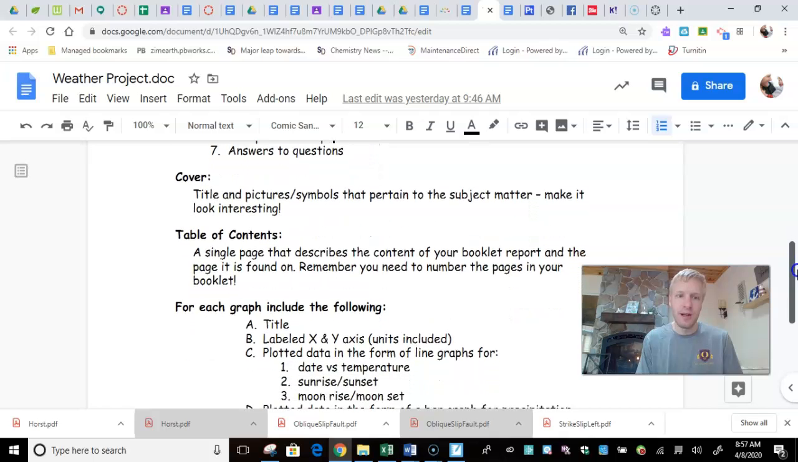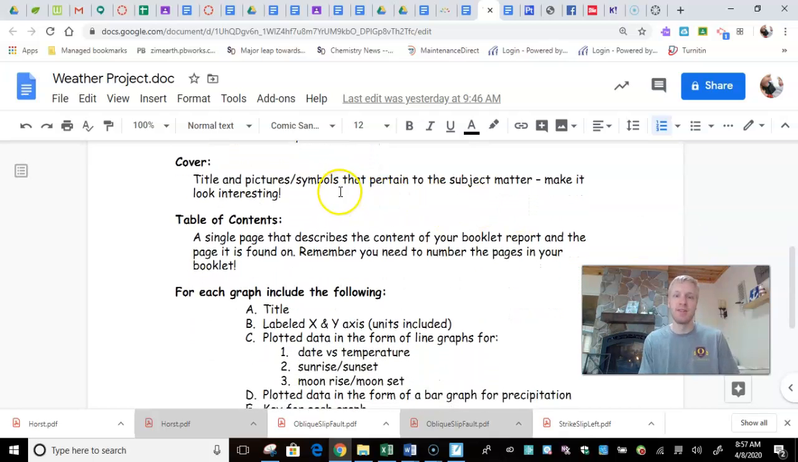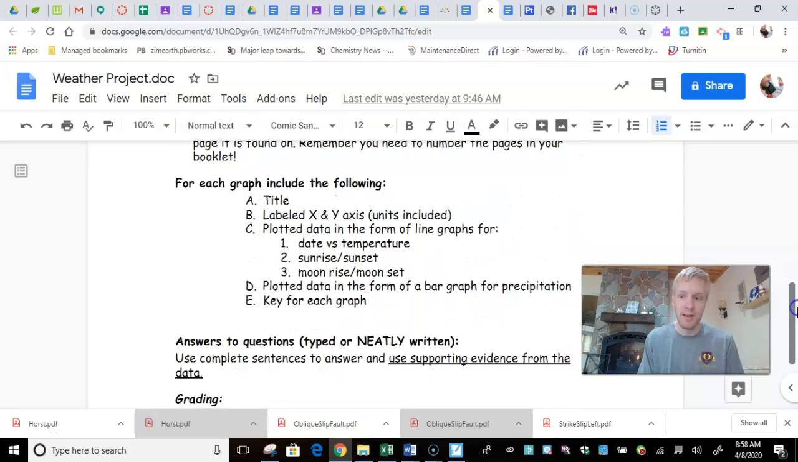Going to your cover, title and pictures. So you need to have a nice little flashy title and some sort of picture that relates to your topic, to your project. Describe your booklet, report the page. Number the pages. And again, it doesn't have to be digital. You can do it all on paper and then scan each sheet.